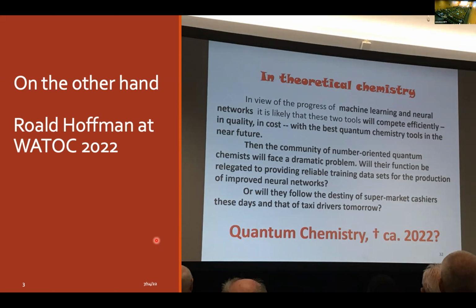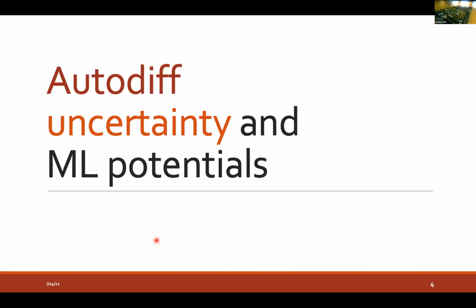So on that note, I think it's been a bit gloomy, but I think it's on us to make this work. So I'm going to talk about auto-differentiation and uncertainty in machine learning potentials.